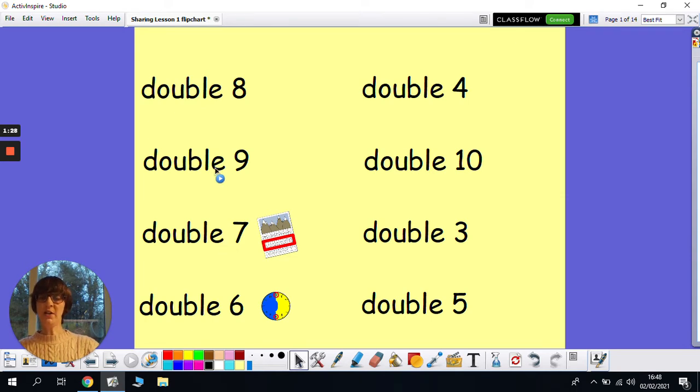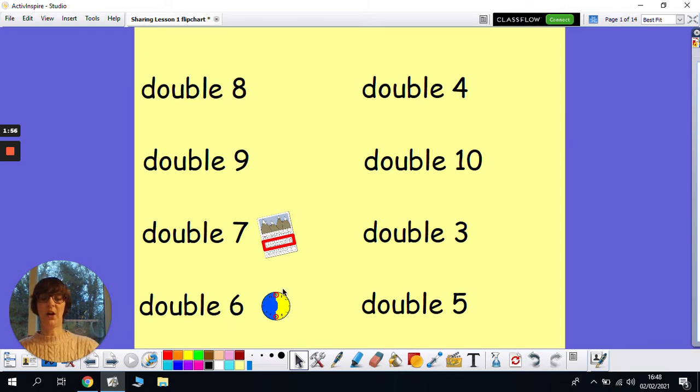Do you remember double 9? Yeah, double 9 is 18. Half of 18 is 9. What was double 8? Well done. Double 8 is 16. Double 7 is 14. And what's double 6? And we looked at the numbers on the clock to help us remember this one. Double 6 is 12. And half of 12 is 6.